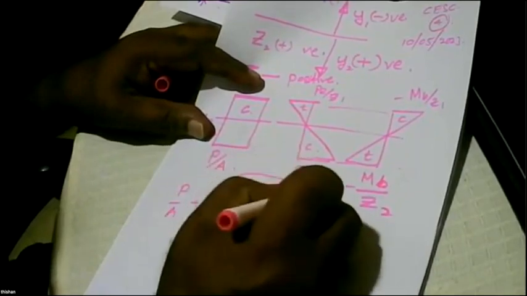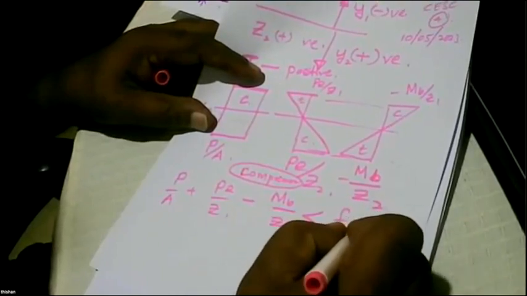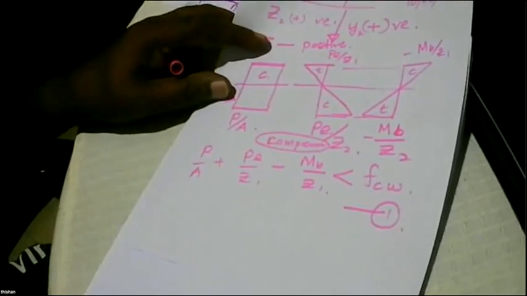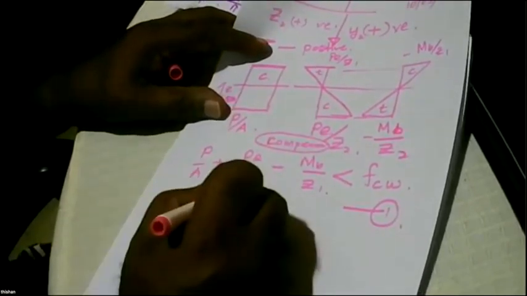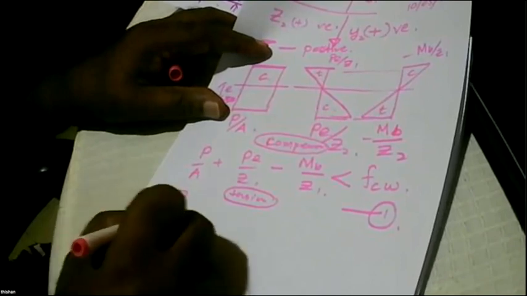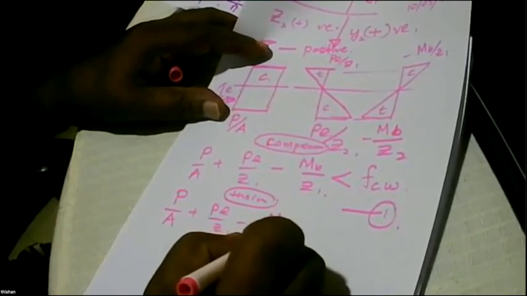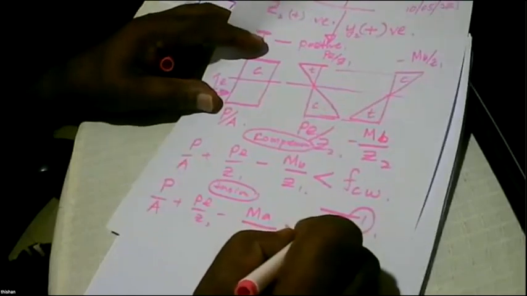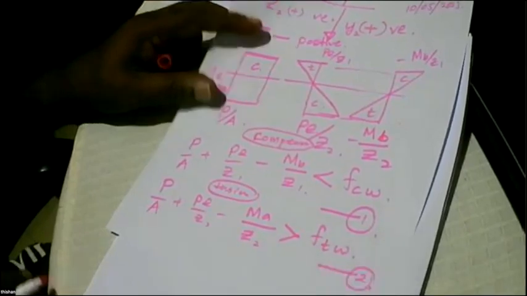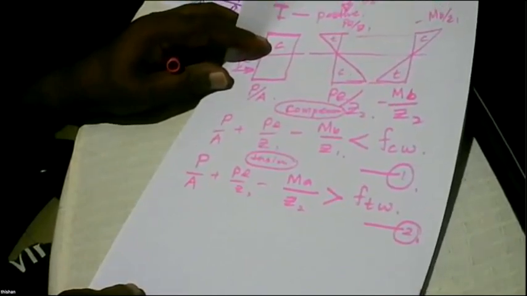So if that is the case, it should be less than compression under working conditions. So that is first. Now you look at the bottom fiber, how it's going to fail in tension. The bottom fiber is going to fail in tension. So P0 over A plus PE over Z2 minus MA over Z2 should be greater than tension at working. Number 2. Is that clear?